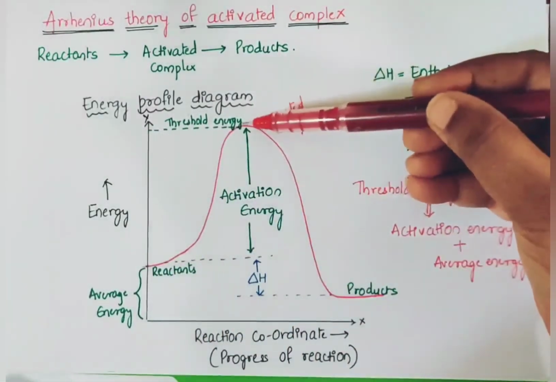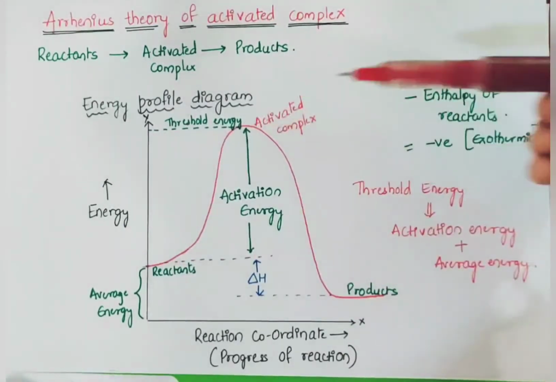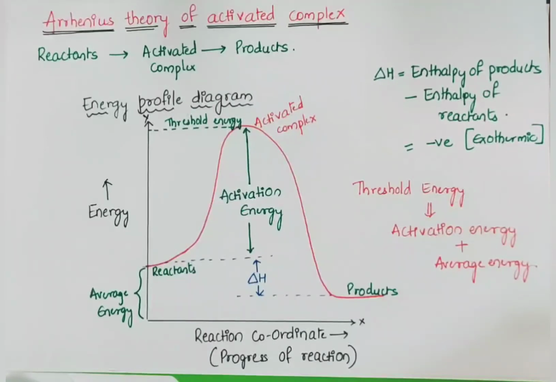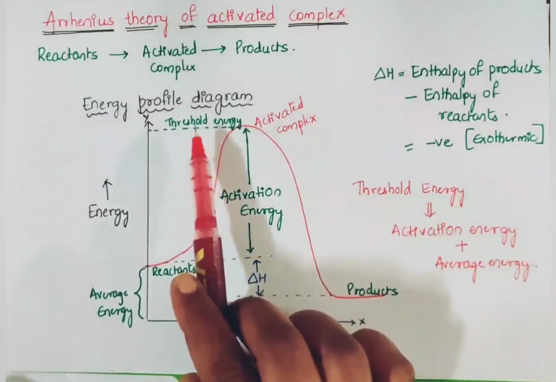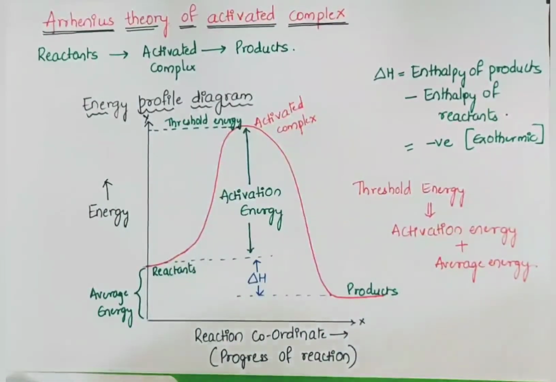This energy which is required to give the products, or the minimum energy required for the reactants to have effective collisions to give the products, is referred to as the threshold energy. So the reactant molecules should possess a certain minimum amount of energy called the threshold energy, so that effective collisions can take place to give rise to the product.